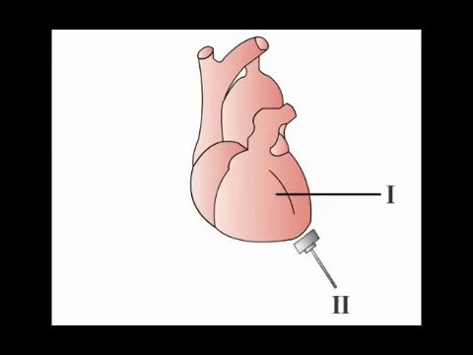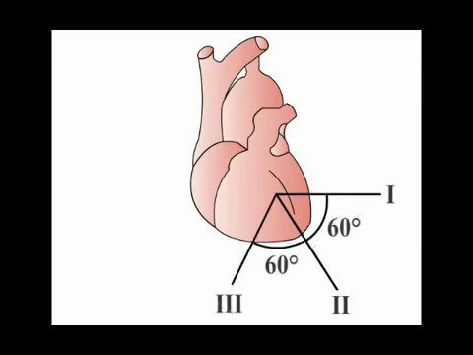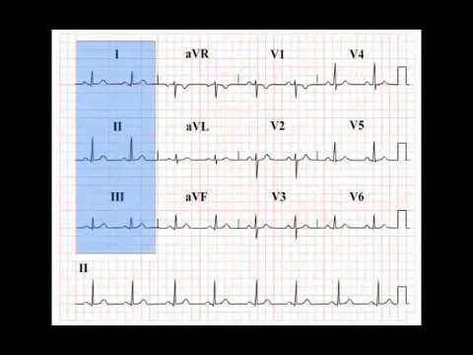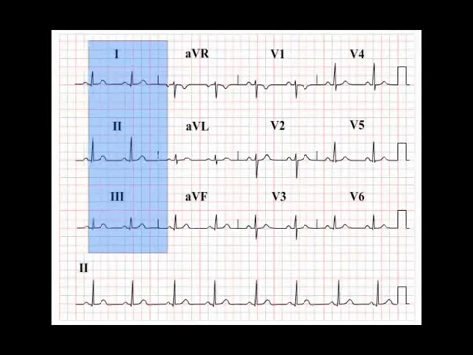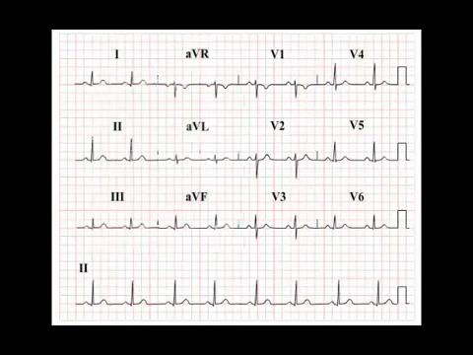Lead 2 looks at the heart at an angle 60 degrees further clockwise, while lead 3 is positioned a further 60 degrees clockwise from lead 2. These angles will become important in the next section of this course. The readout from the standard leads, leads 1, 2 and 3, are recorded down the right-hand side of the ECG paper as shown here. We are now left with 3 further vertical leads to remember. The augmented leads, AVR, AVL and AVF.